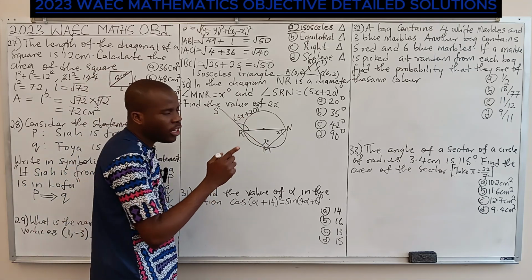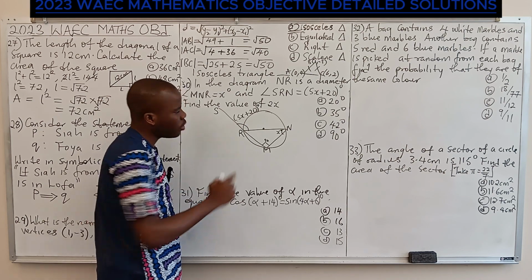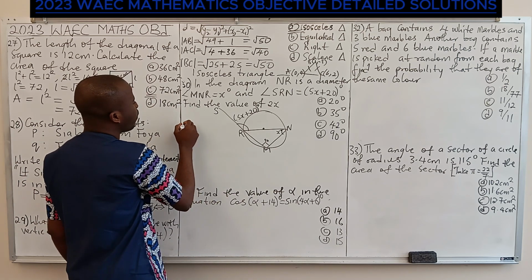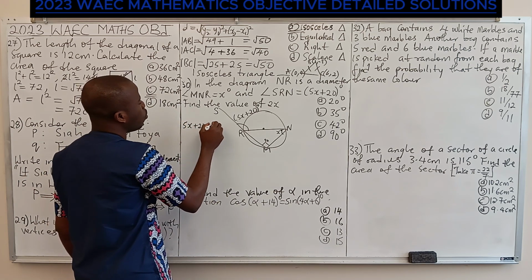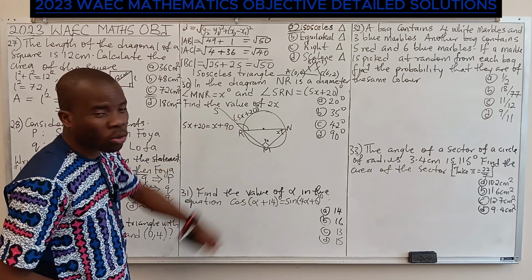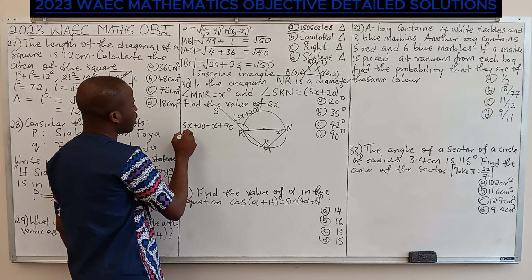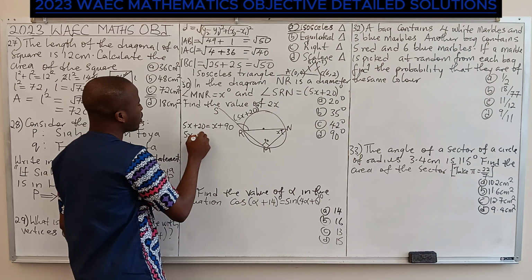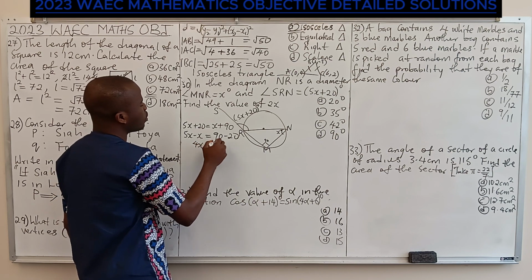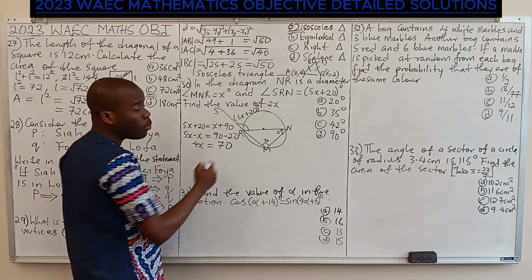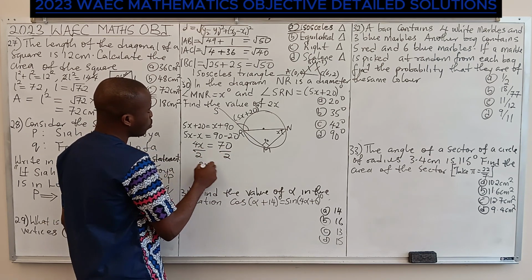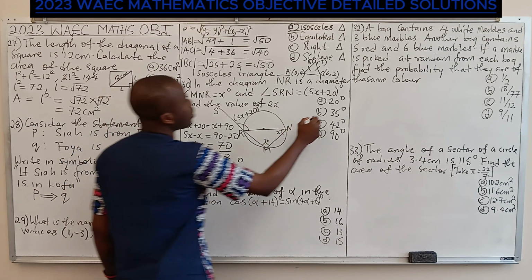Now, remember the relationship that the exterior angle of a triangle is equal to the sum of the two opposite interior angles. So I know that 5x plus 20 is equal to x plus 90. Subtract x from both sides, I have 5x minus x. Subtract 20 from both sides, I have 20 minus 20. This is 4x equals 70. Because I'm looking for 2x, I divide both sides by 2. So 2x will be 35 degrees.